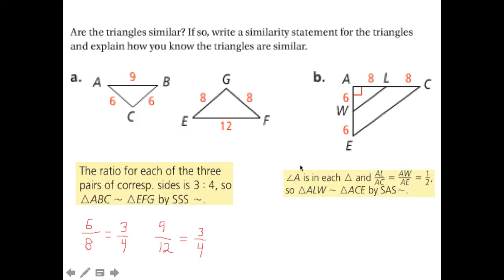And then for problem B, we know that if you separated them into two separate triangles, they both share angle A, and that was the same. Then when you compared the side lengths AW over AE and AL over AC, small over large, they reduced to 1/2 on both of these ratios. So we can say that these two triangles in B are similar based on side angle side.